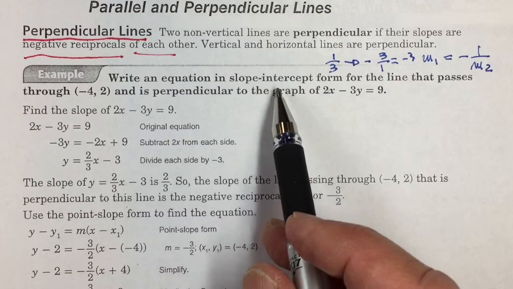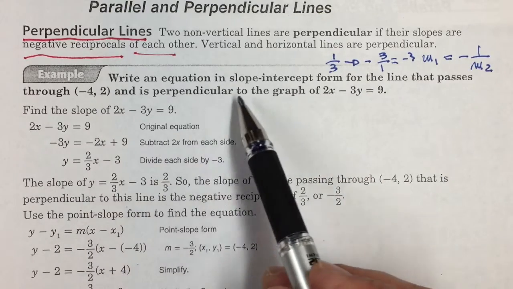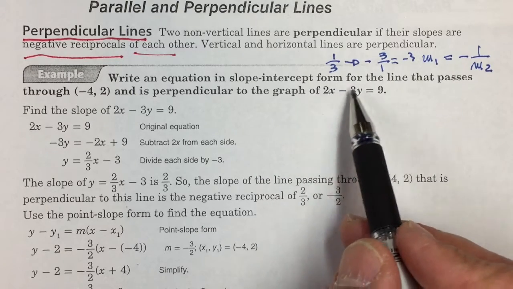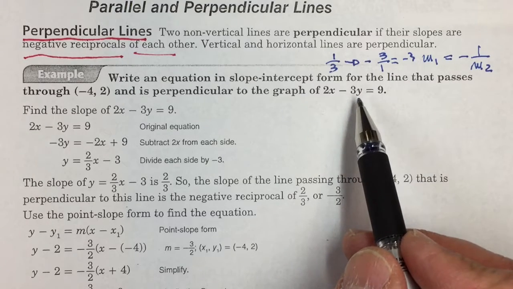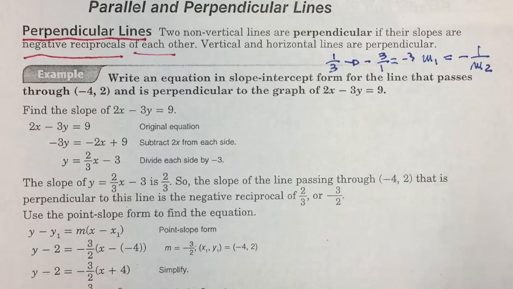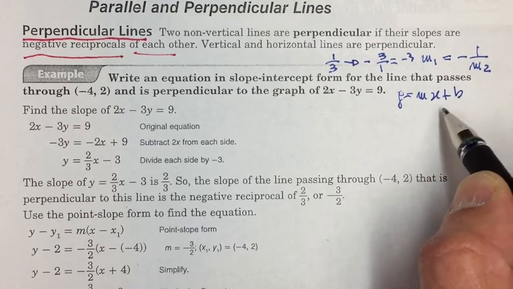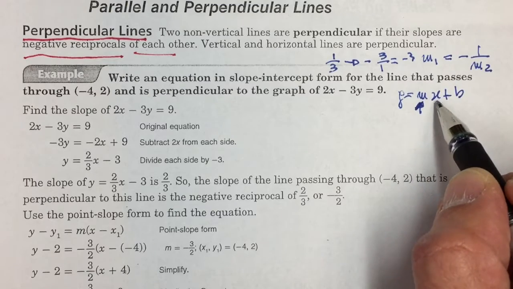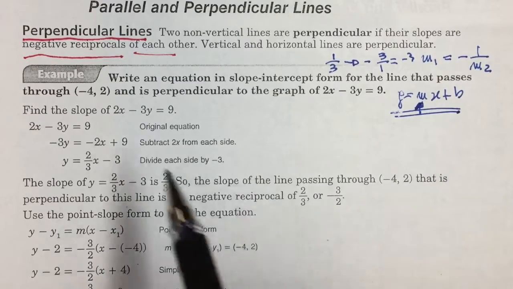Write an equation in slope-intercept form for the line that passes through this point and is perpendicular to the graph of this line. Okay, let's first find the slope of this line. Can I find it in this form? No, I need to bring it to the slope-intercept form, meaning I have to bring this equation to y equals mx plus b, so I can know exactly the m, that is the coefficient of x. So I'm going to transform this one to bring it to this form.